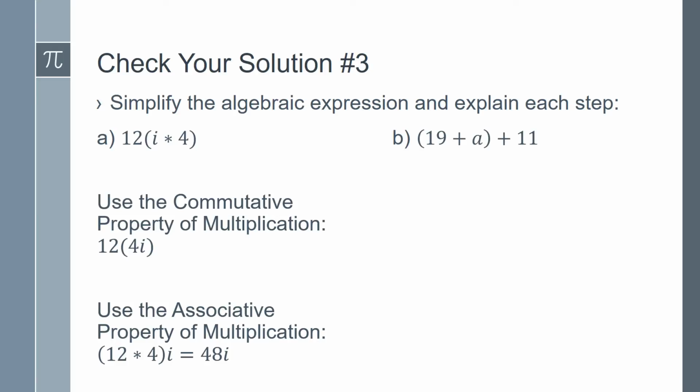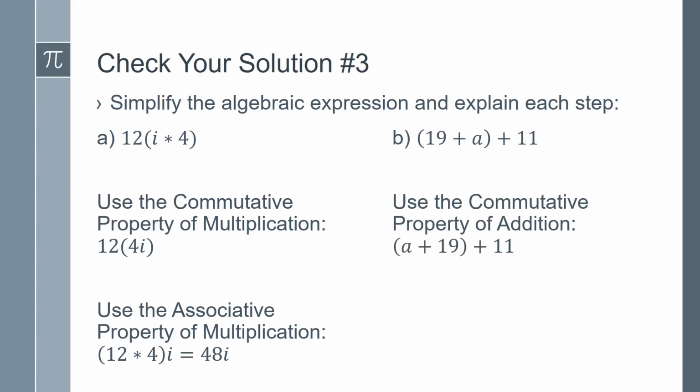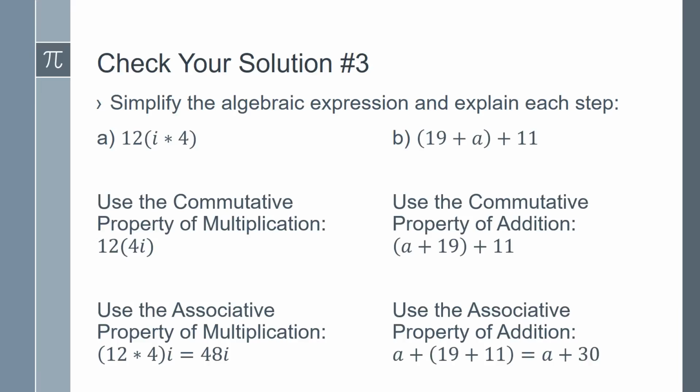Now let's look at expression B. Parentheses 19 plus a plus 11. We can use the commutative property of addition to rearrange, and we have parentheses a plus 19 plus 11. Next, we can use the associative property of addition. a plus parentheses 19 plus 11. This simplifies to a plus 30.